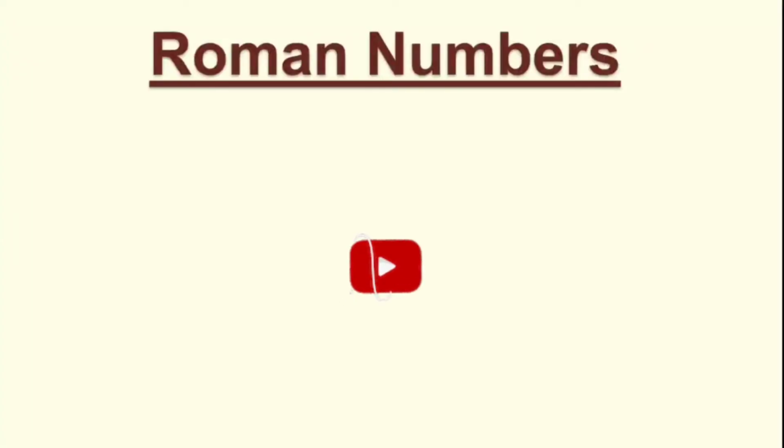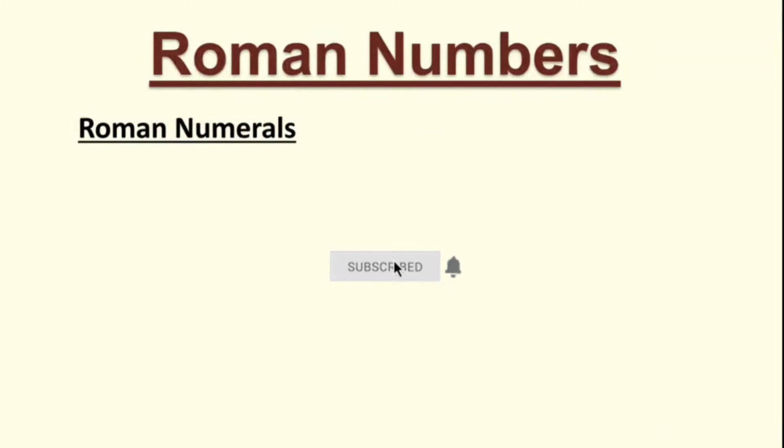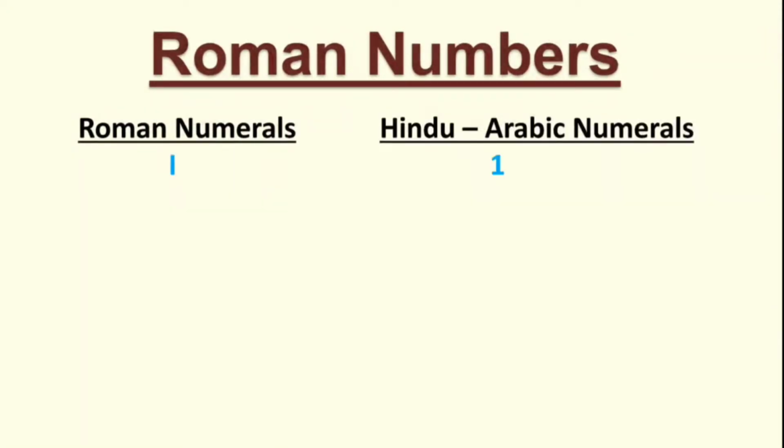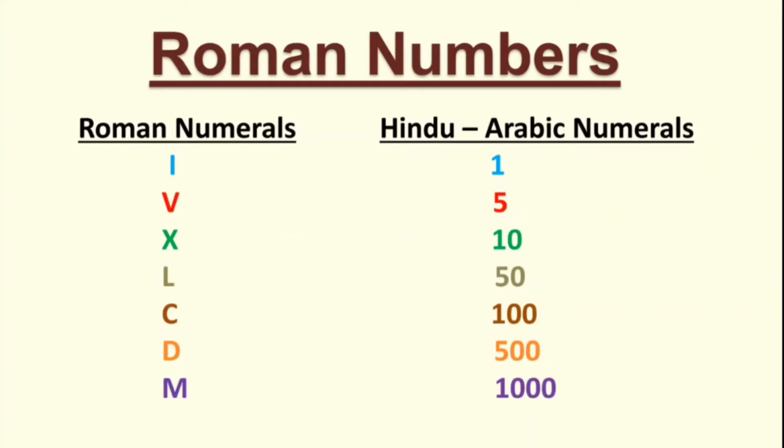Welcome to NJ classes. In today's session, we are going to learn Roman numbers. In Roman numbers, 1 is represented as I, 5 is represented as V, 10 is represented as X, 50 is represented as L, 100 is represented as C, 500 is represented as D, and 1000 is represented as M.